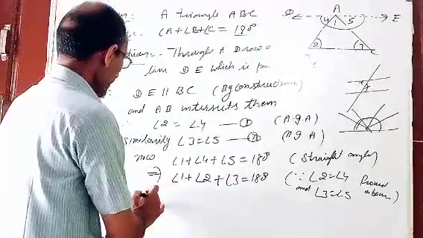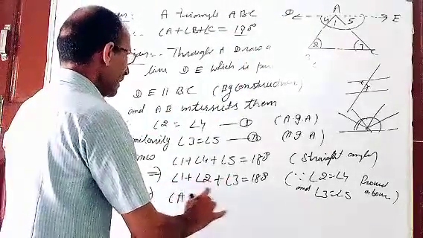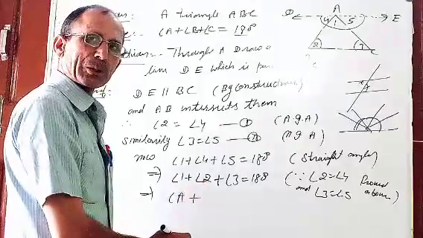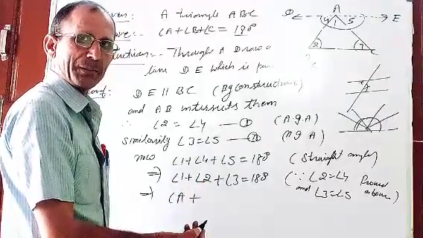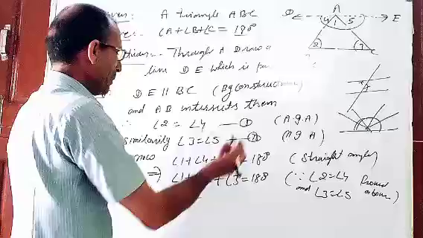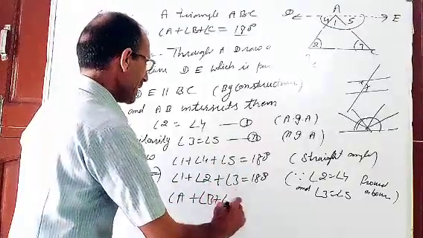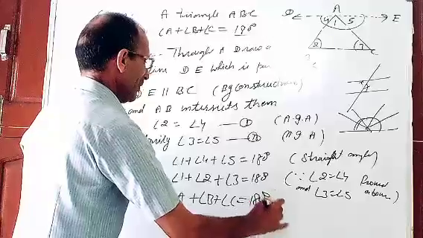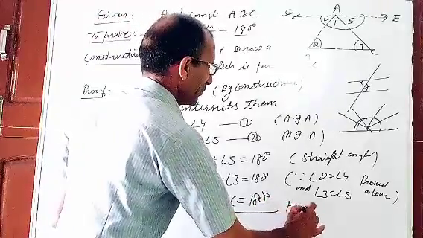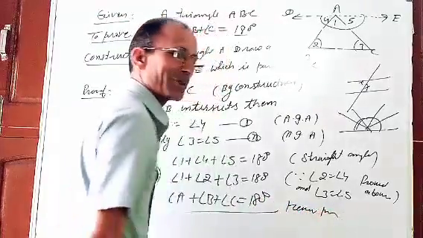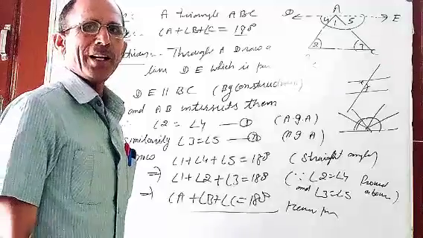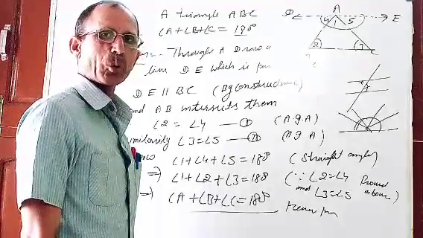Angle 1 means angle A, and angle 2, if I write B, that will not be wrong because angle 2 and angle B are the same. So angle B, angle 3, which means angle C, is equal to 180. Hence proved. So students, I hope you have understood. This theorem, the angle sum property, is very important.